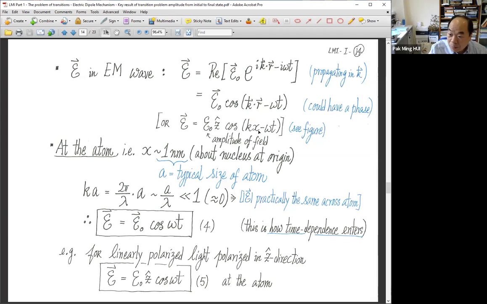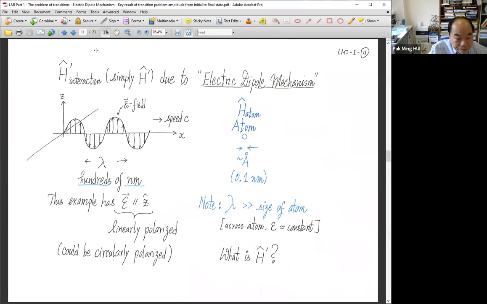We mentioned one piece of important physics in doing this light-atom interaction. The point is that the EM wave has a wavelength. Think about visible light, which is 500 nanometers or so in wavelength. But how big is an atom? It is about 1 angstrom, which is 0.1 nanometer. So the wavelength is about 1,000 times bigger than the size of an atom.